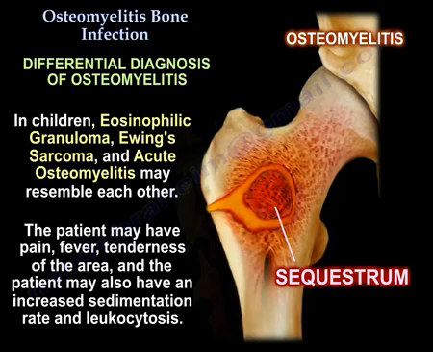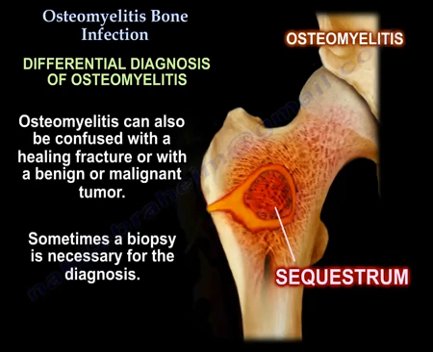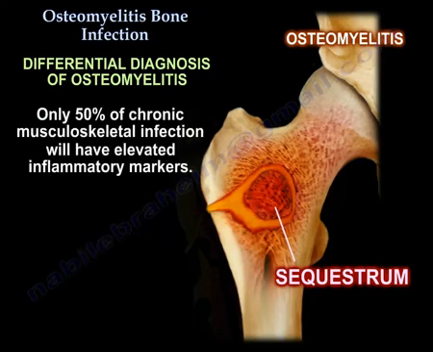In children, eosinophilic granuloma, Ewing sarcoma, and acute osteomyelitis may resemble each other. The patient may come with pain, fever, tenderness of the area, and may also have an increased sedimentation rate and leukocytosis. Osteomyelitis can also be confused with a healing fracture or with a benign or malignant tumor. Sometimes a biopsy is necessary for the diagnosis. Only 50% of chronic musculoskeletal infections will have elevated inflammatory markers.